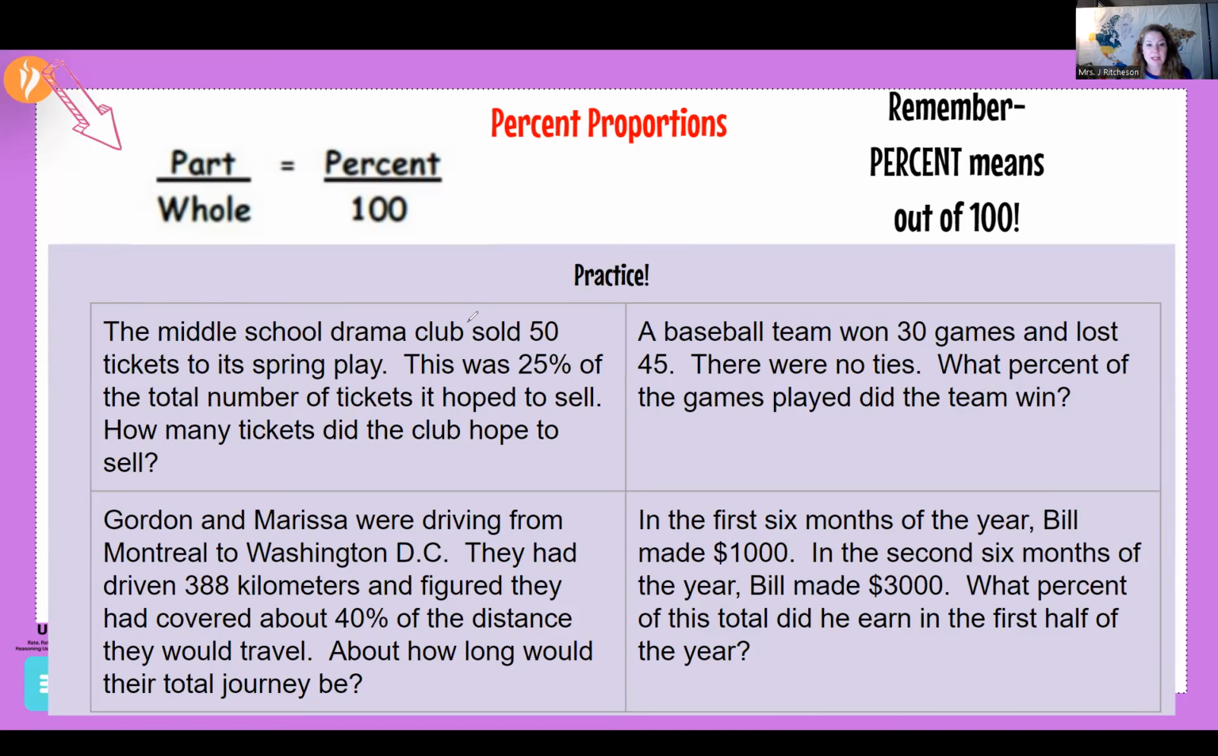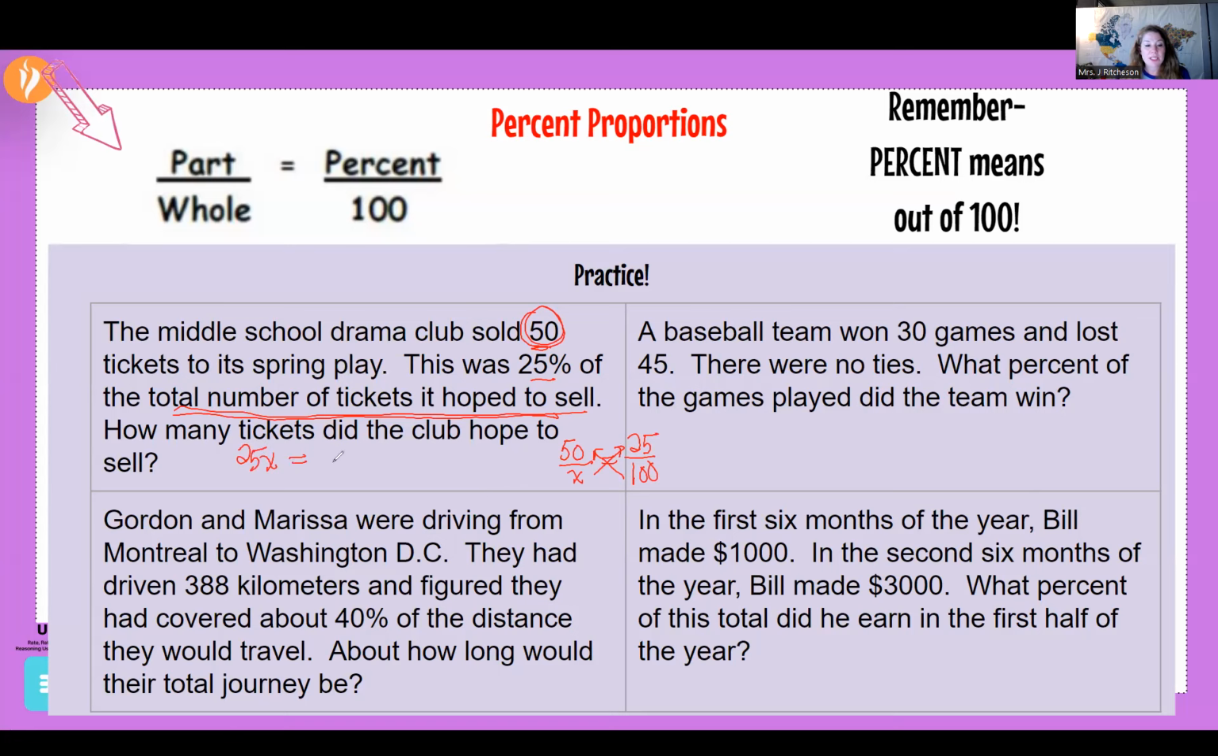It says the middle school drama club sold 50 tickets to its spring play. 50 was 25% of the total tickets they hoped to sell. How many total tickets did they hope to sell? Well, we don't know the total number of tickets, right? So our total is missing. We have a part. This is just a part of how many they wanted to sell. And once again, every time you see a percent, automatically that tells you that number goes over 100. So we're going to do our cross products. So 25 times x is 25x.